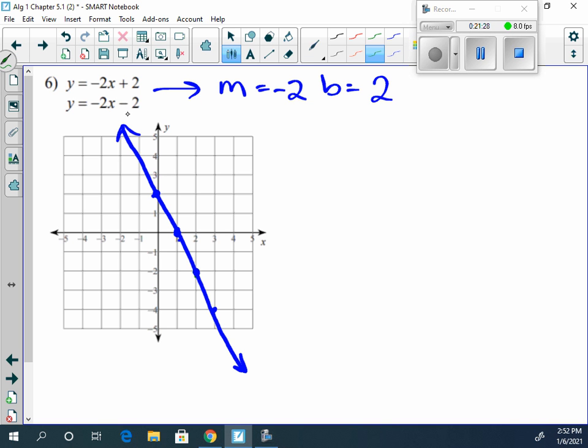Okay, let's look at the other equation. So what's the slope? And the y-intercept is negative 2, and negative 2. So this one here, I start at negative 2, yes? Where do I go from here? So I can go up 2, and then I would go to the left or to the right.